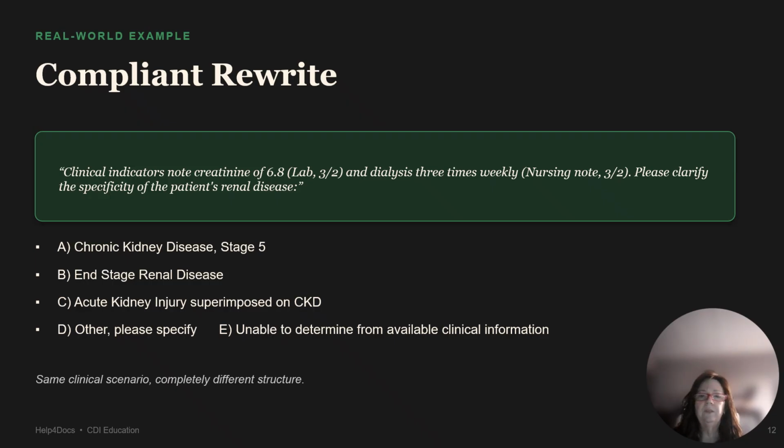So this is how you would do a multiple choice. It's the same clinical scenario as the first example, but a completely different structure, because now the provider is doing the clinical thinking and not just confirming yours. And they have an out. They may not agree with any of those options, so that's important.